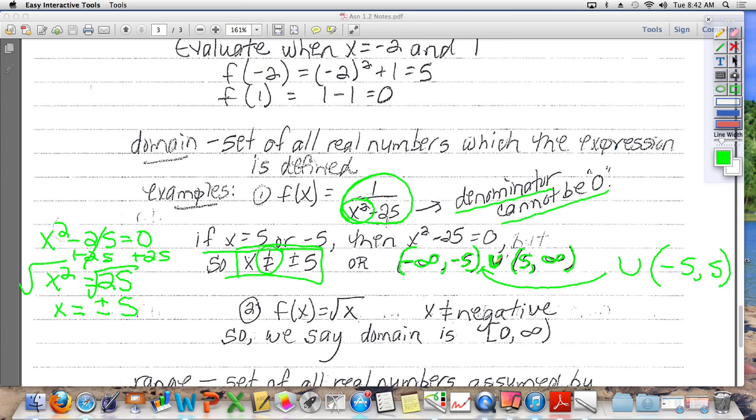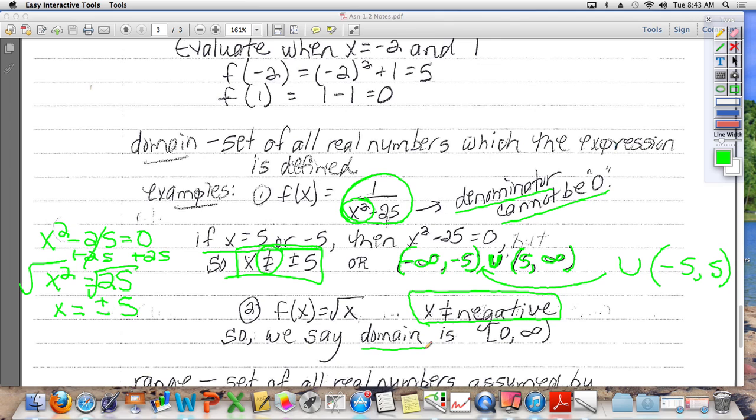What can you not take the square root of? You cannot take the square root of negative numbers. So the domain in this case is that x can be anything except negative numbers. X cannot be negative. So we say that the domain is, now, can it be 0? Can you take the square root of 0? Yeah. Square root of 0 is 0.